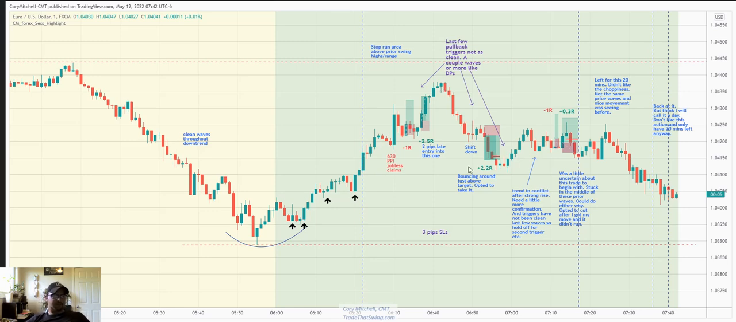So by eyeballing it, if we're using even a 4 pip stop loss and our target's 10, we can see that most of these price waves are moving at least 10 pips. From entering here to up to there, we still probably could have got a 10 pip target out of that.